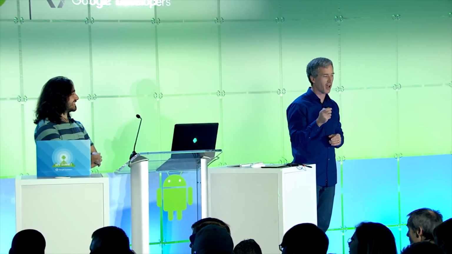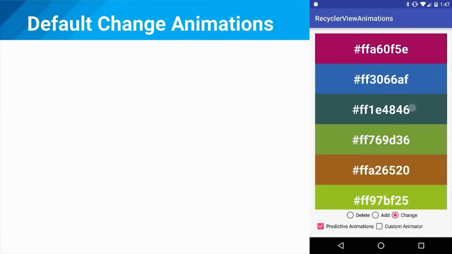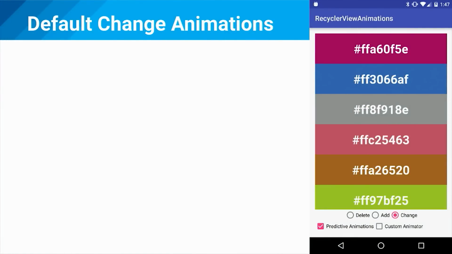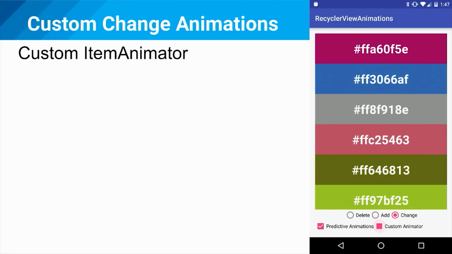Check there. OK, so with the default change animations, you can see as we click it, you get a crossfade, right? We're doing a crossfade of the background color as well as the text, everything all at the same time. Basically, we have the old view, we have the new view, and we simply do an alpha crossfade between them. It's decent, but maybe we can make that a little more interesting. And that's with the default item animator.